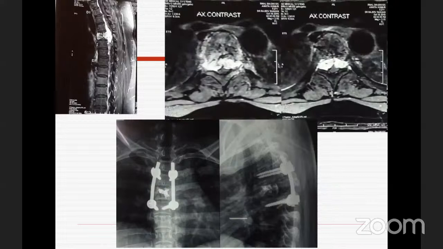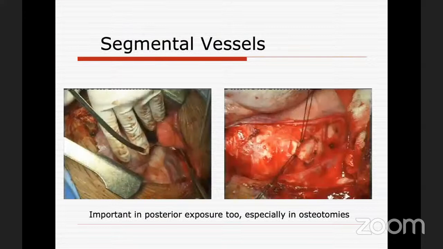So this was a pregnant lady who came to us with paraplegia in the third trimester. In this case, we also did the same thing, but we operated on her in the lateral position. This has to be kept in mind, that sometimes you may have to operate on these patients in a lateral position also.